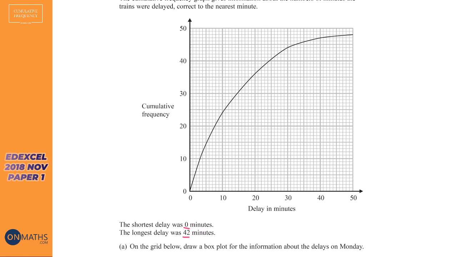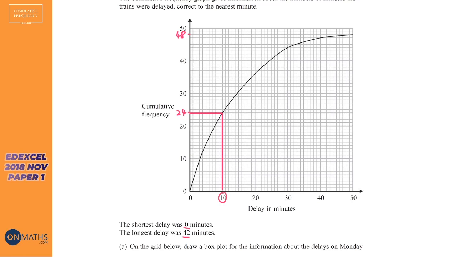Okay. So the first thing to realise is that the graph goes up to 48. So to find the median, we halve that. Half of that would be 24. And so we draw a line across and down. So the median is 10.